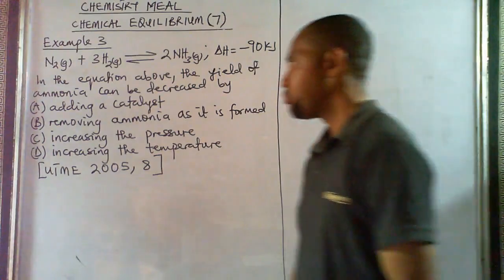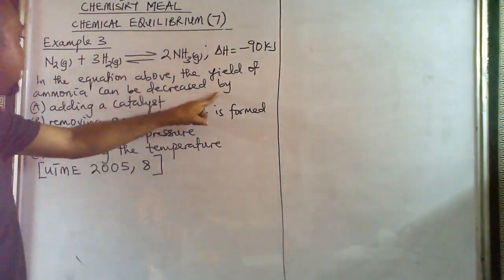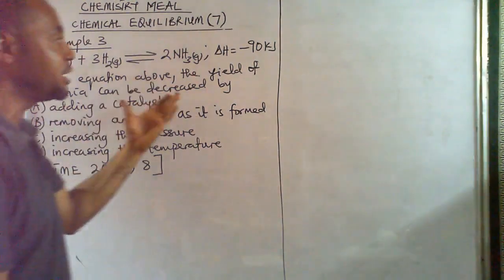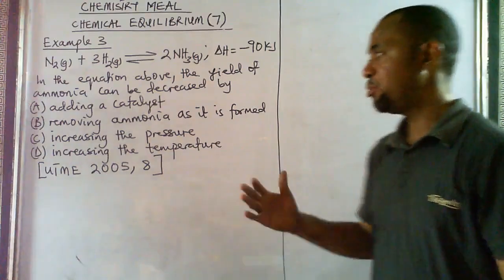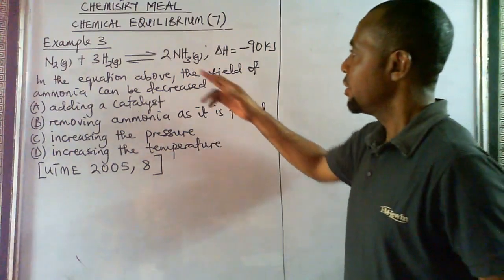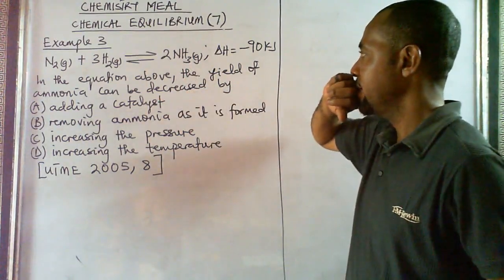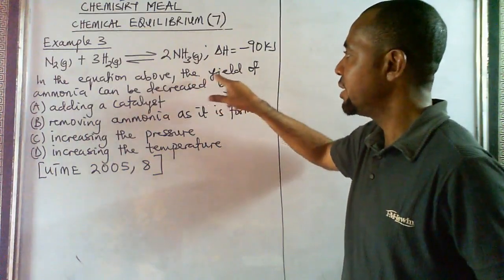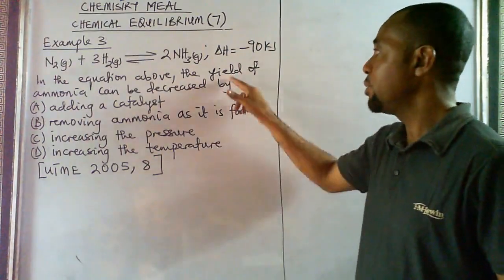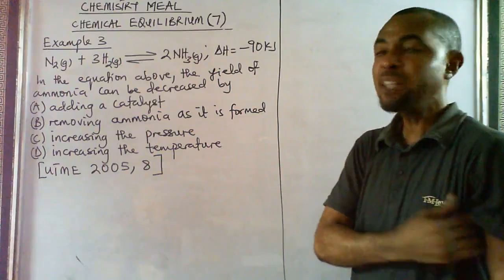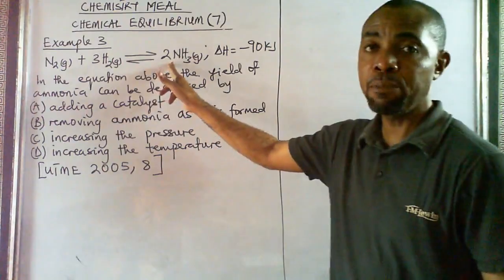So, in the equation above, the yield of ammonia can be decreased by, so how can we decrease the yield of ammonia? So the first question in your mind should be, what do we mean by decrease in the yield of ammonia, right? So what do we mean by the decrease in the yield? Yield means the production, the amount of ammonia that will be produced. Remember, ammonia is on the product side.